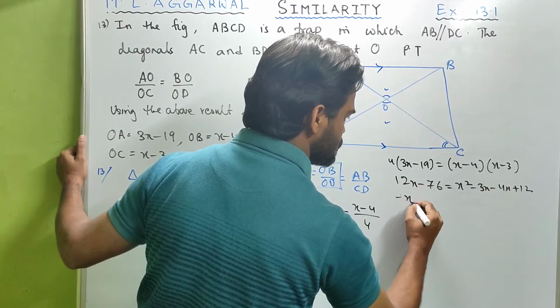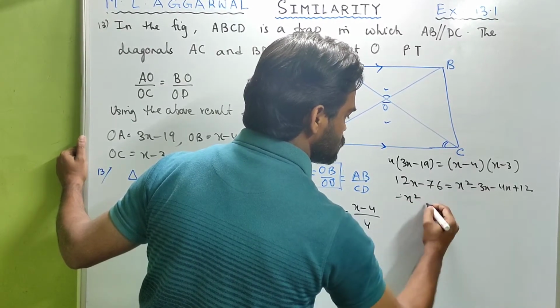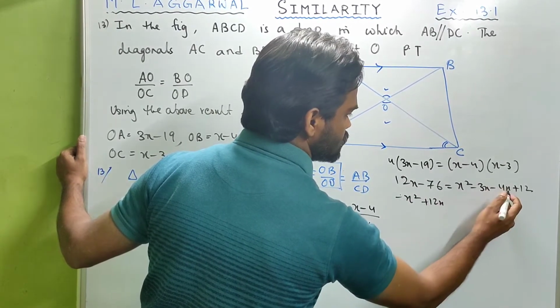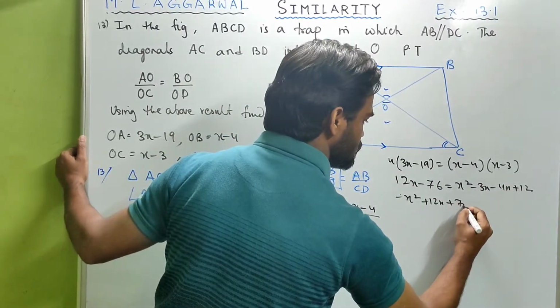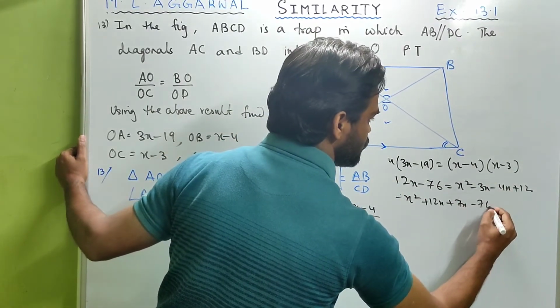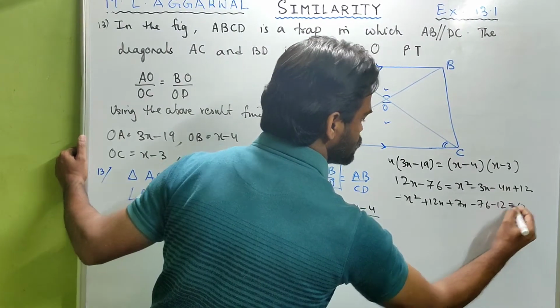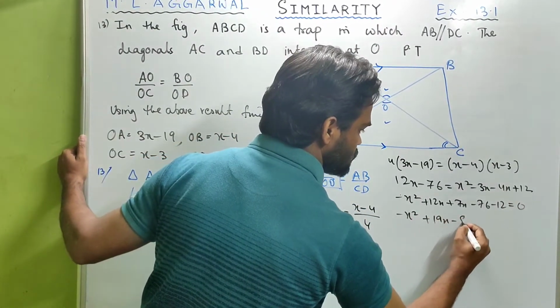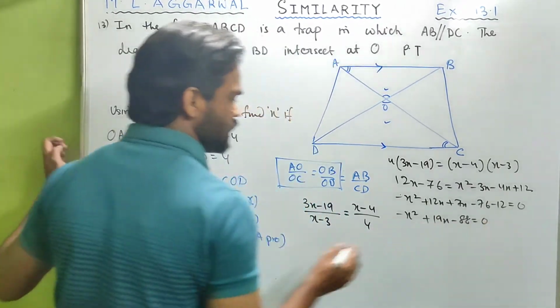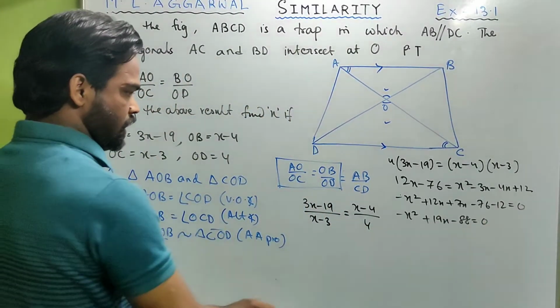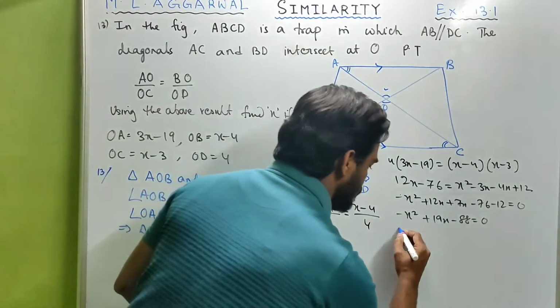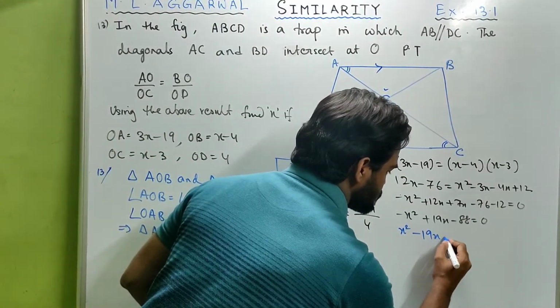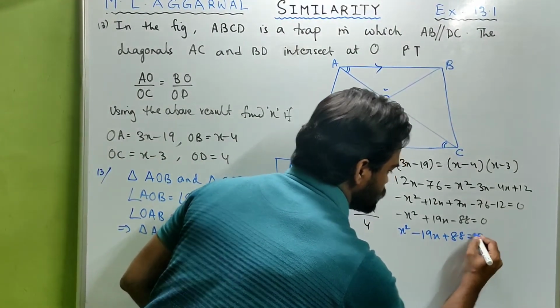Which means I'll bring everything on this side. So minus x square, this was plus 12x, this becomes plus 7x over here when it comes. This is minus 76 minus 12 equals to 0, which is minus x square plus 19x minus 88 equals to 0. Take minus sign common, so it becomes x square minus 19x plus 88 equals to 0.